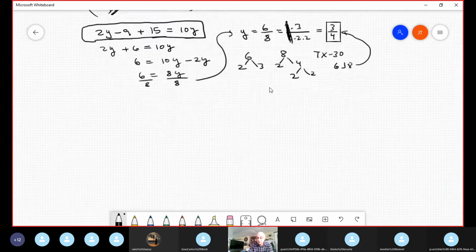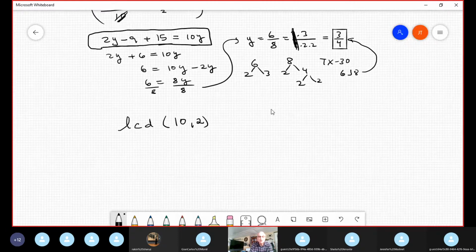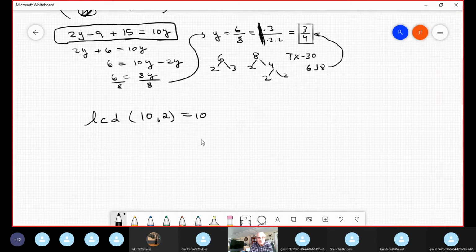Let me take advantage. The least common denominator between 10 and 2, okay, 10 and 2 are the numbers in the denominator. Do you see 10 and 2? Let me try to take advantage of this moment to explain the idea of the least common denominator.